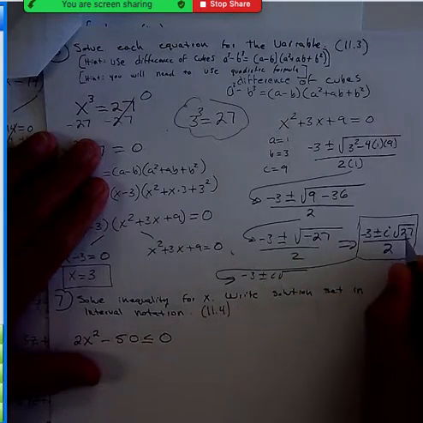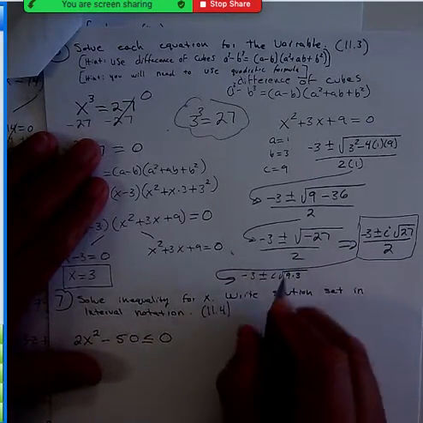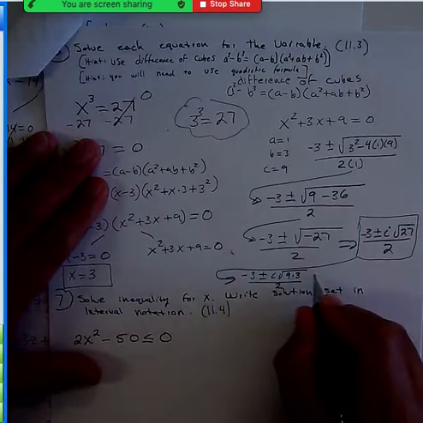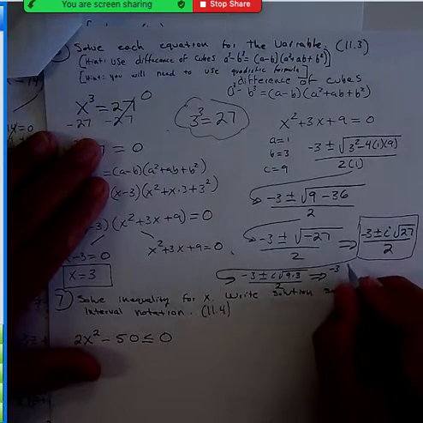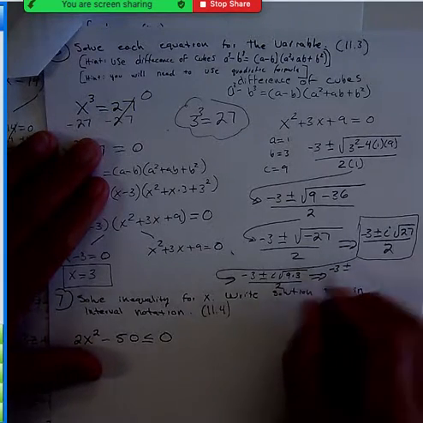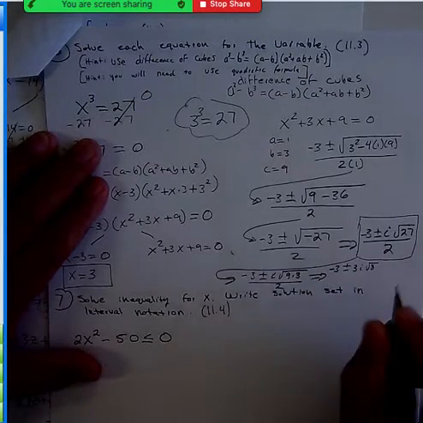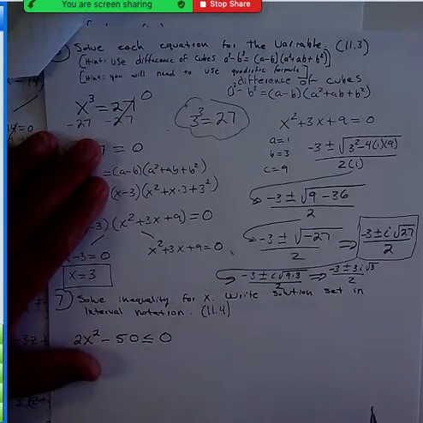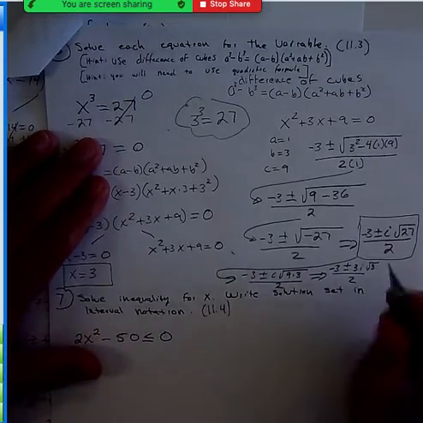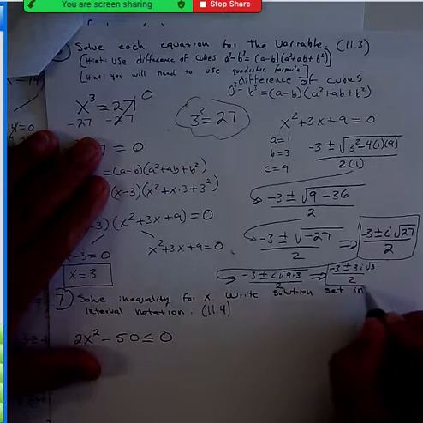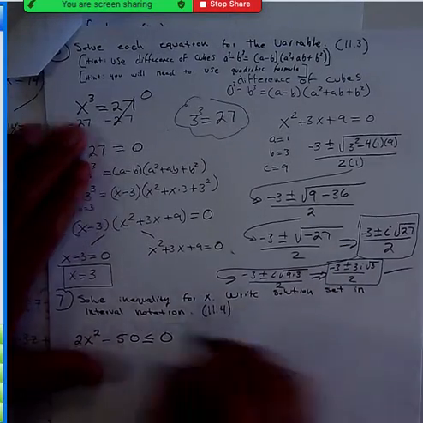So 27 can be split into 9 times 3 over 2. So negative 3. I didn't do that yesterday. I forgot. So square root of 9 would be 3. i square root of 3 over 2. And I will leave it here, even though you can factor a 3, it won't make a difference. So this is the actual answer, sorry. This one and this one.